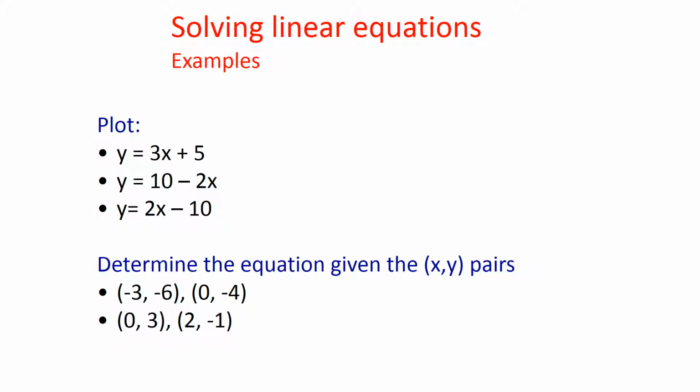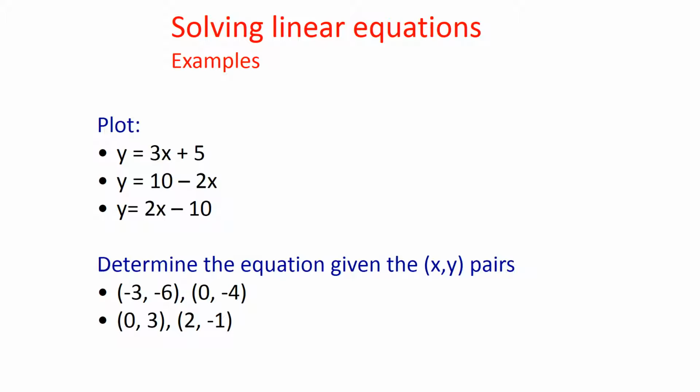So the first one, y equals 3x plus 5. We know one of the points on the line already. If we make this 0 to lots, that's x, and this is y, and that will be 0 to lots up here. If we make x 0 in that equation, y must equal 5. So one point on the line must be 0, 5. So 0 and then up to 5. That has to be one point on the line.